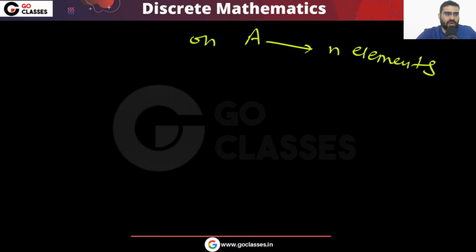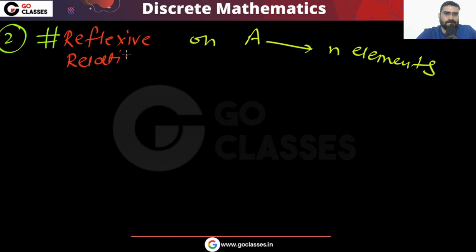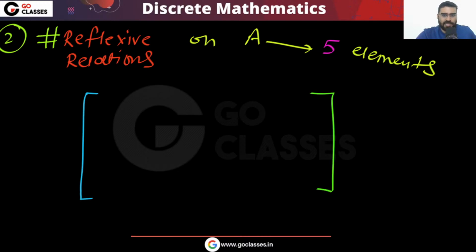Now I want to count the number of reflexive relations. So let's see this. If you want to count the number of reflexive relations, how many reflexive relations are there? Again, this is a nice way. Let's first calculate on 5 elements. If you have a set of 5 elements, then how many reflexive relations will be there?